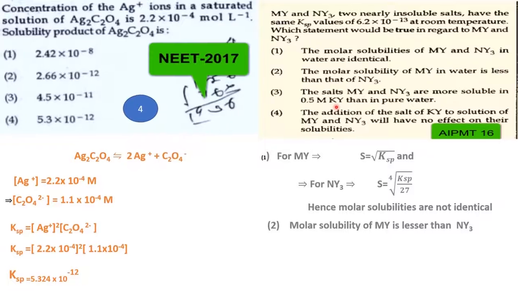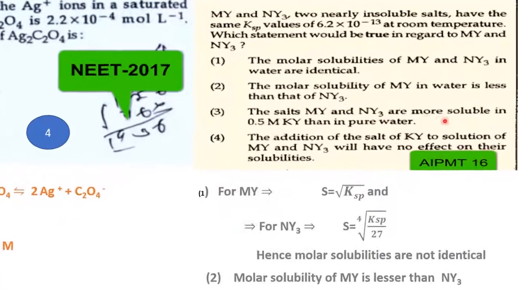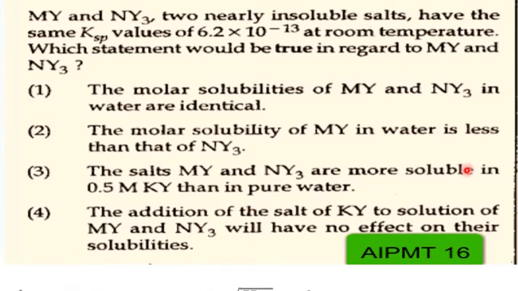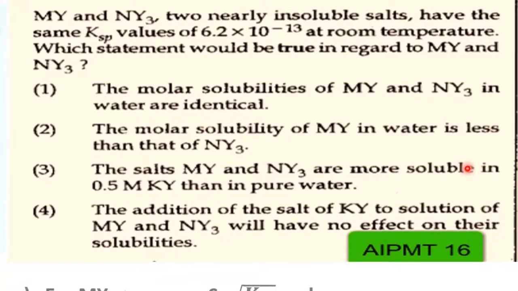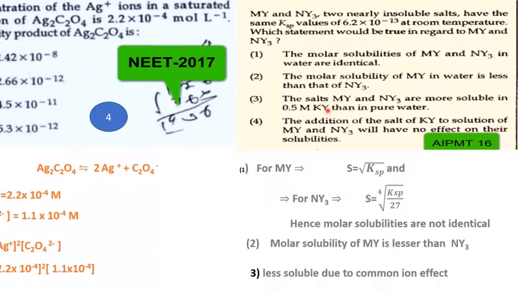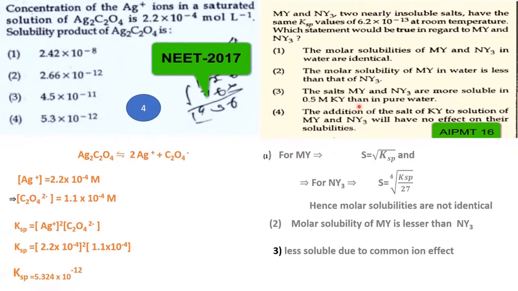Then what about 3? The salts MY and NY3 are more soluble in 0.5 M KY than in pure water. Here the KY is given. KY is a strong electrolyte, which supplies Y minus ion. Due to the common ion effect, the solubility of the sparingly soluble salt decreases. We have discussed this earlier. So they are less soluble in KY. Whatever the concentration may be, it produces a common ion.